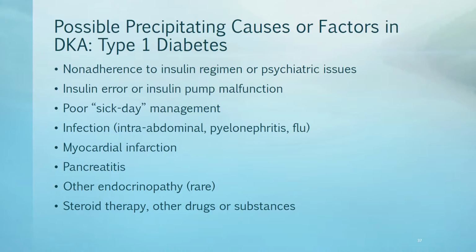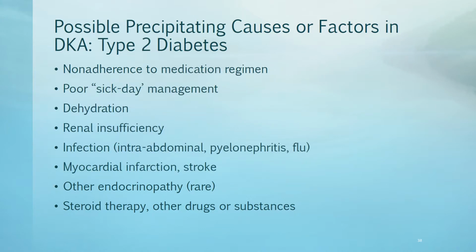In rare cases, endocrinopathy sometimes comes along. Another one is steroid therapy. As hopefully you remember, steroids increase our blood glucose levels in our body. So steroid therapy can be a reason for them to get DKA for our type 1s.